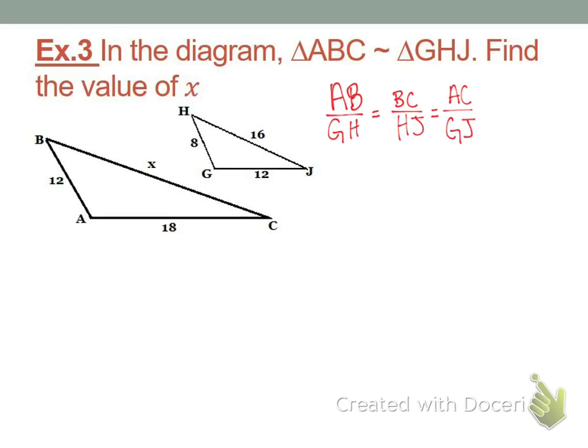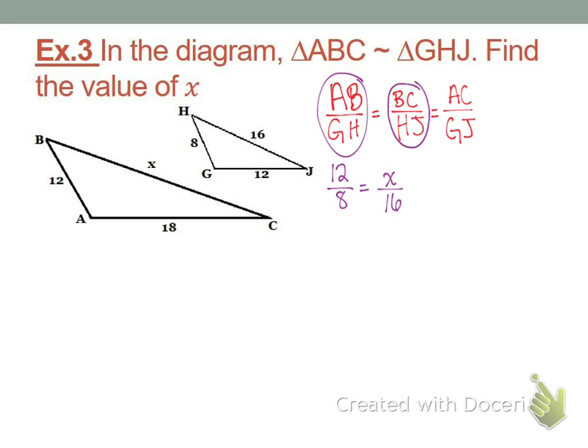Okay, we absolutely have to use BC over HJ because that one includes the side we don't know. For the other one, since they gave us all the sides, it doesn't matter which one you pick. Which one do you want to use? Okay, AB and GH. So if we plug into AB, what do we have? 12 over 8 equals x over 16. If you had used AC and GJ instead, your answer should come out the same in the end.